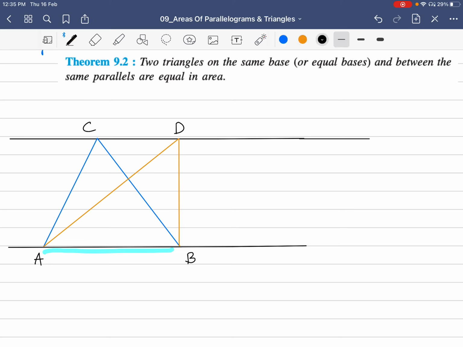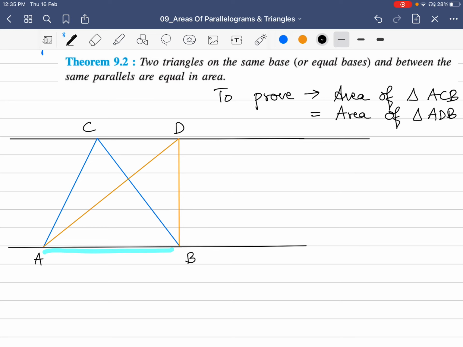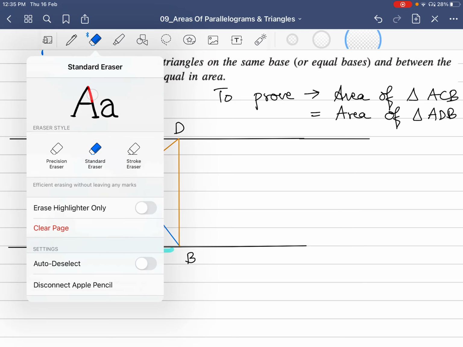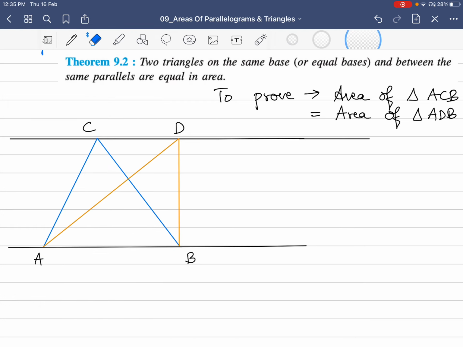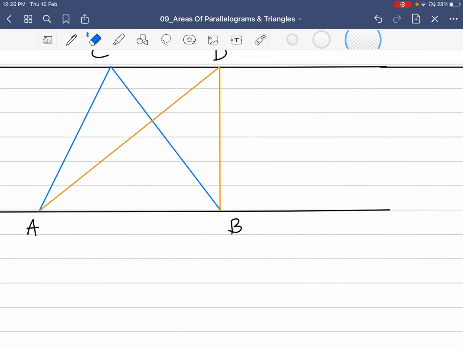So first let us write down, to prove: area of triangle ACB is equal to area of triangle ADB. That is what we have to prove. Now let's try to zoom in and see how that can be done. So let's come to this diagram. Let's try to zoom in here.